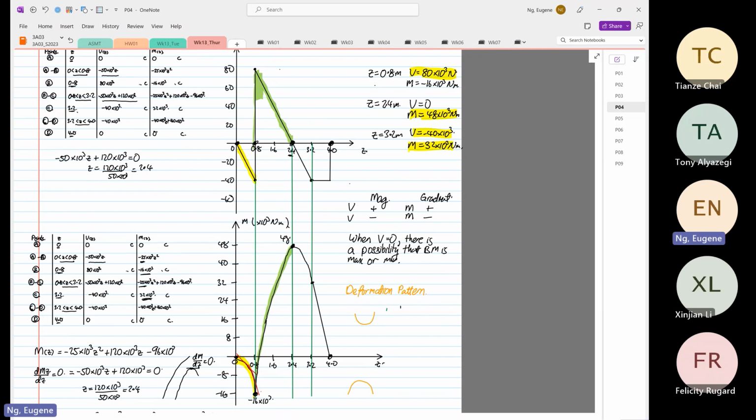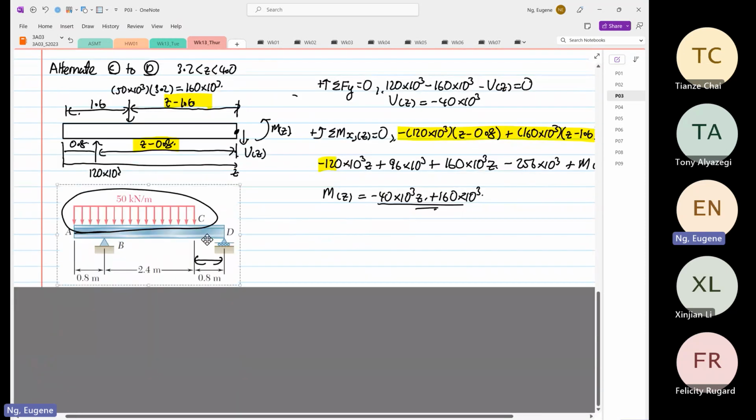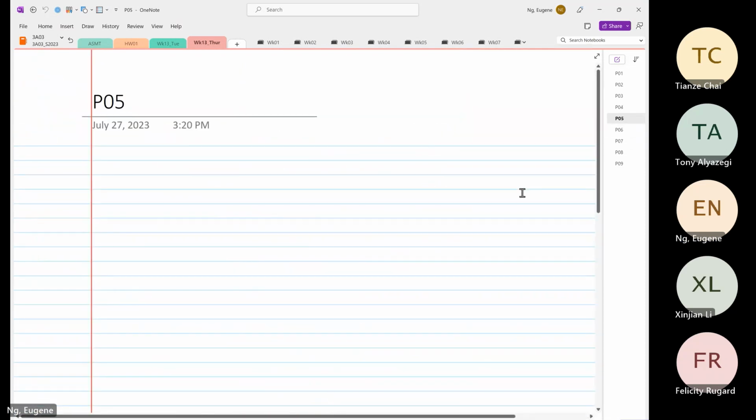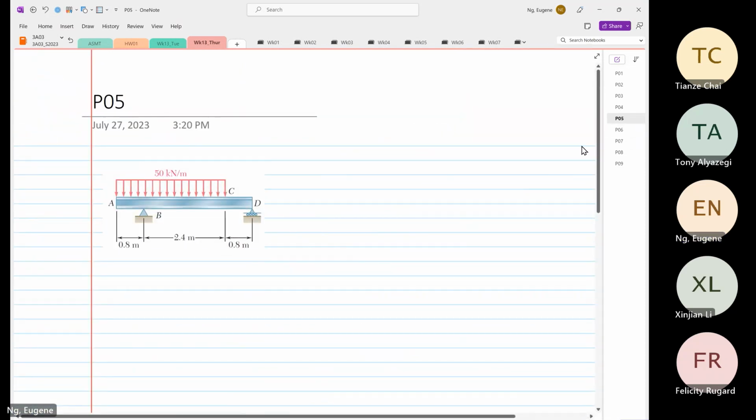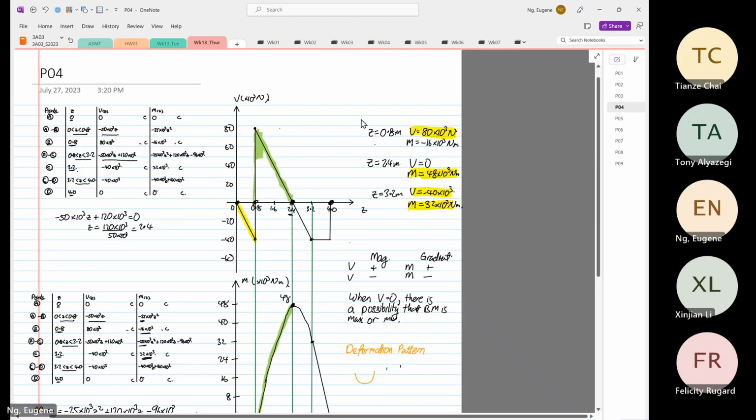So we have identified our points to check. Now I'll bring this diagram back, and then I'll take these values.